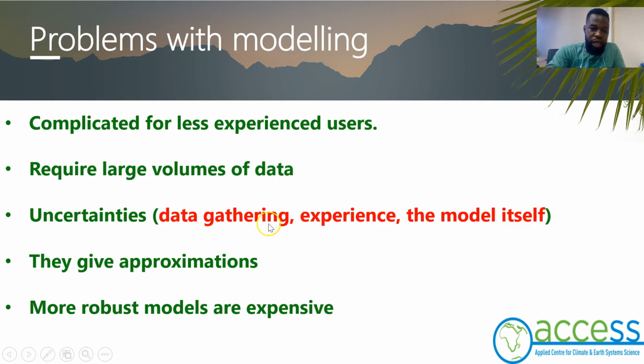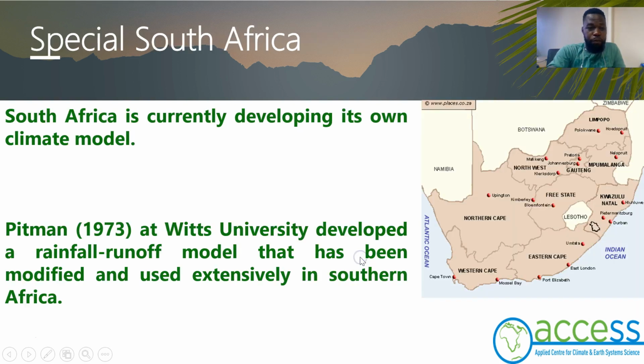The modeling process is riddled with a lot of uncertainties, as explained before, and they give approximations rather than exact outcomes. So a lot of uncertainties arise with the use of approximation. And models that are more accurate and very robust are quite expensive to use as well as to maintain.